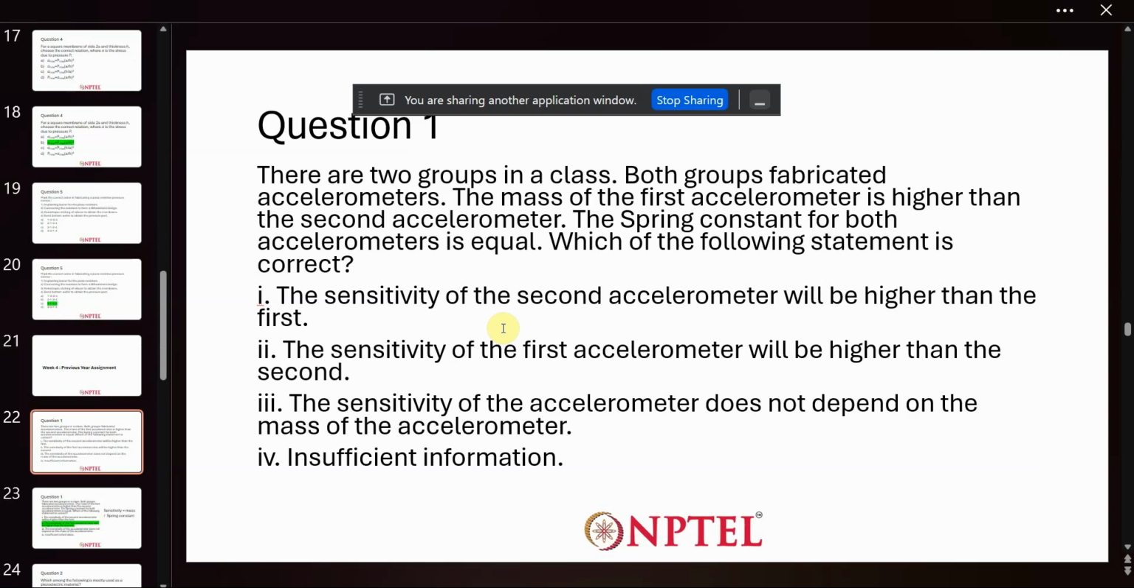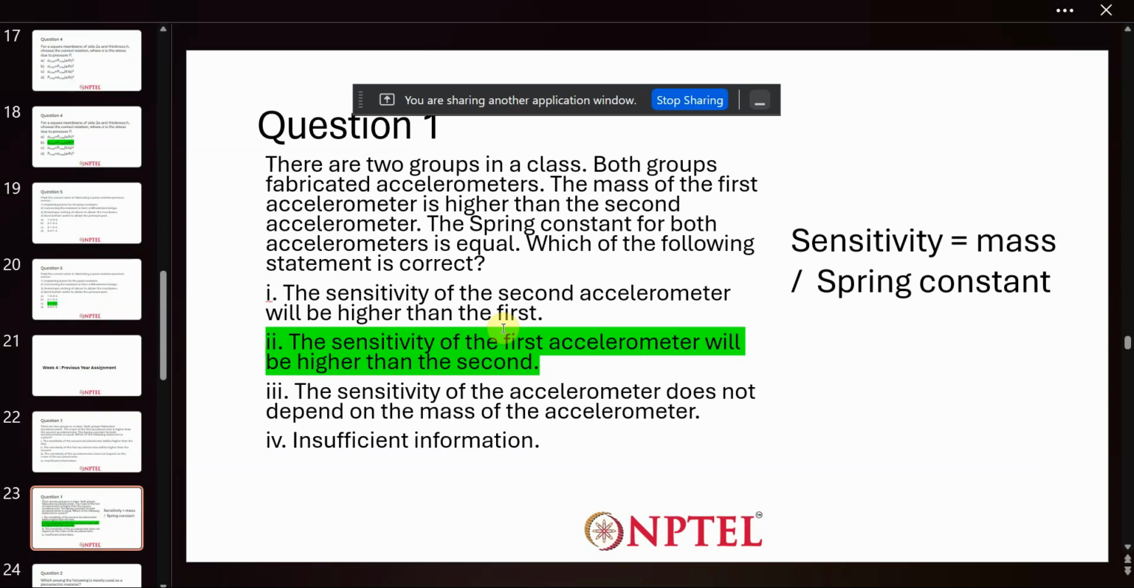In the formula, sensitivity is mass upon spring constant, but for both accelerometers the spring constant is constant, so the only parameter that is varying is the mass. Since the mass of the first accelerometer is higher, the sensitivity of the first accelerometer is higher as well.